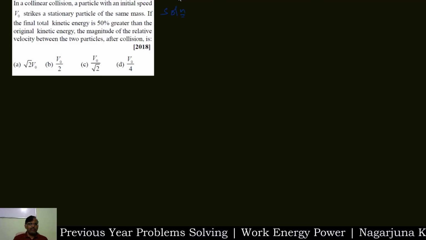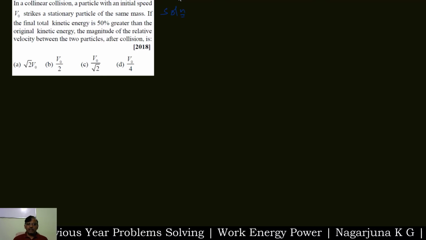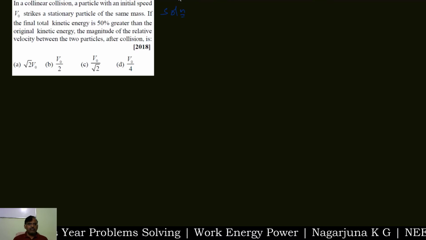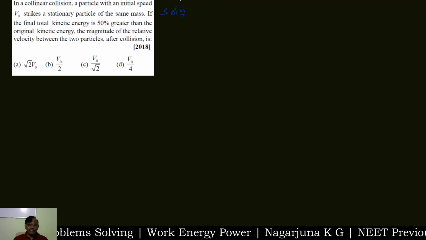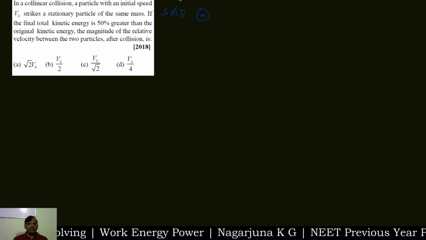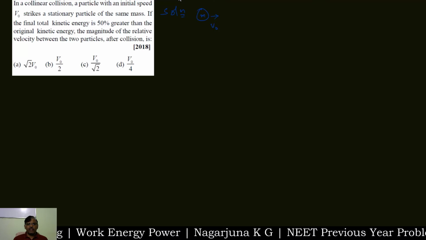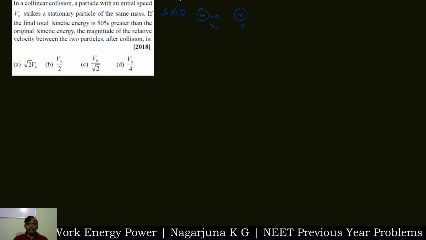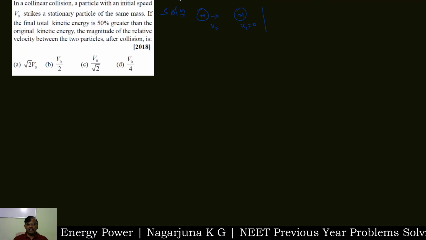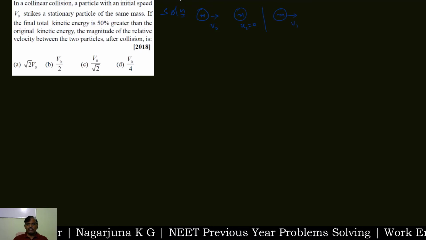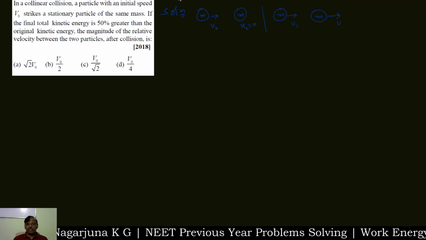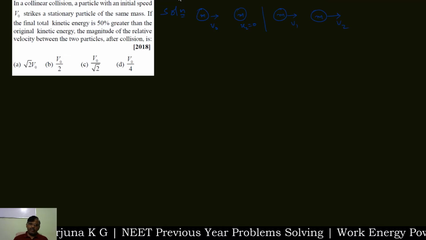The solution. Here, collinear collision is one-dimensional collision. A particle with an initial speed v0 strikes a stationary particle of the same mass. That is, first particle of mass m moving with velocity v0, second particle of mass m, this second particle was initially at rest. After collision, let us assume that first particle of mass m is moving with velocity v1 and second particle of same mass m moving with velocity v2.